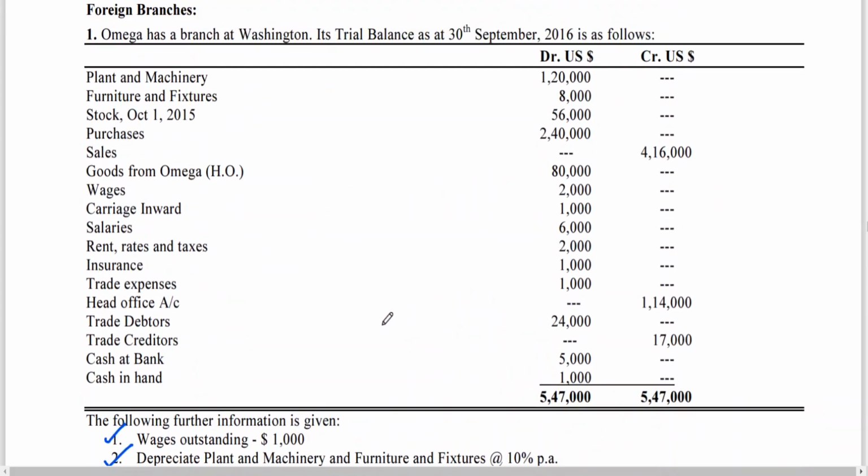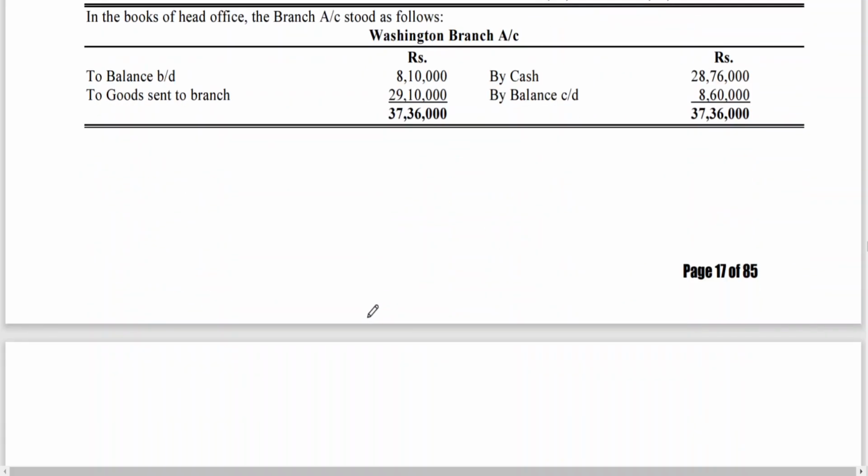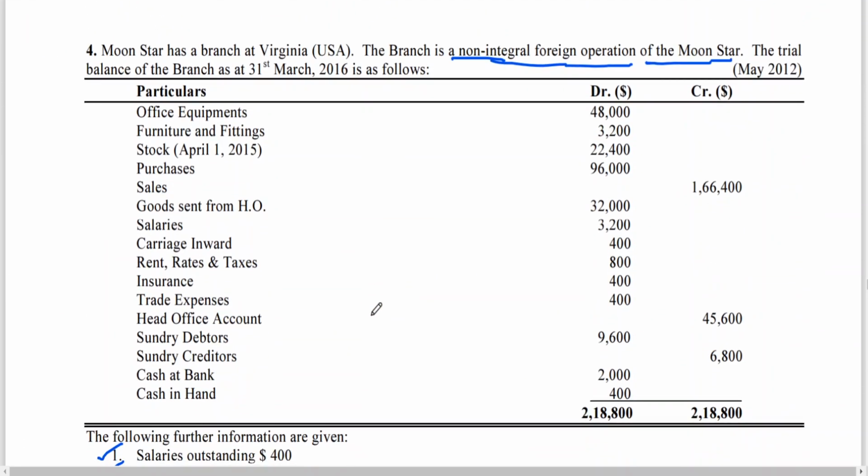In place of plant and machinery, we have office equipment. In place of wages, you have salaries. The rest of the things are the same. But the only thing is that you have to convert. This is a non-integral foreign operation. Quickly, let me give you at a glance what we have discussed.